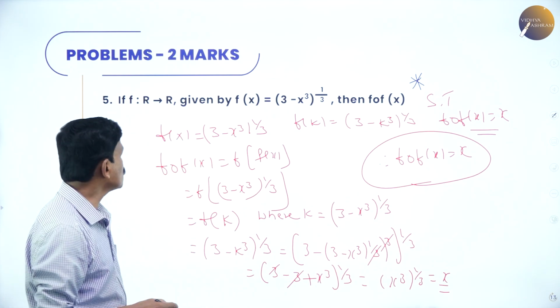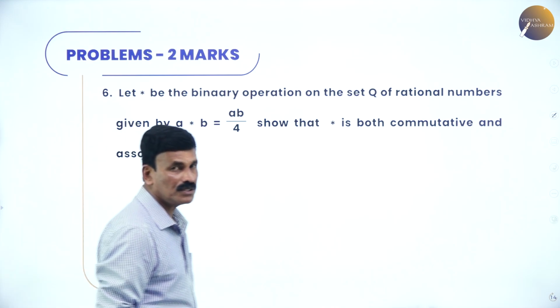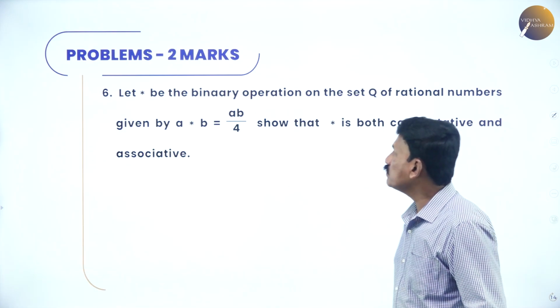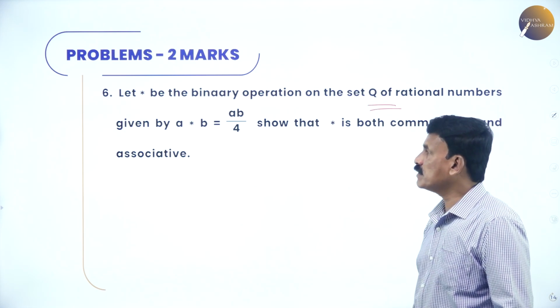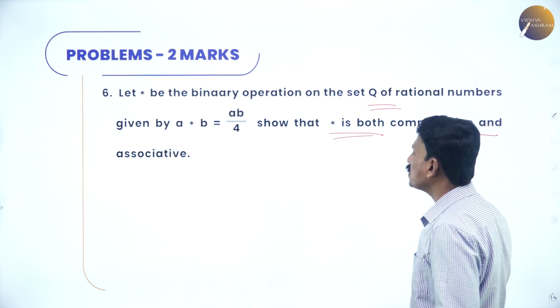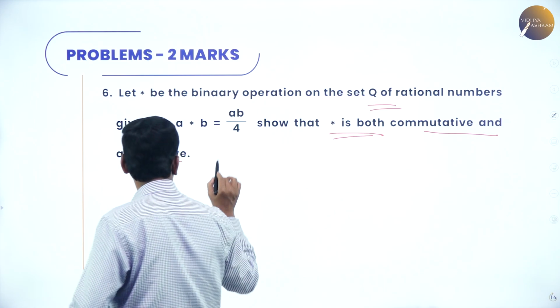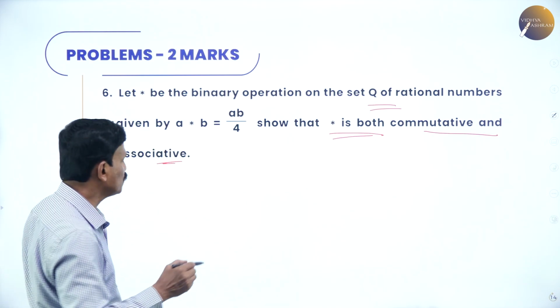Now move on to the next problem, that is again from binary operation, for a 2 marker. Now let star be a binary operation on the set Q of rational numbers given by a star b is equal to ab by 4. Show that star is both commutative and associative. So we have to verify whether star is associative as well as commutative.